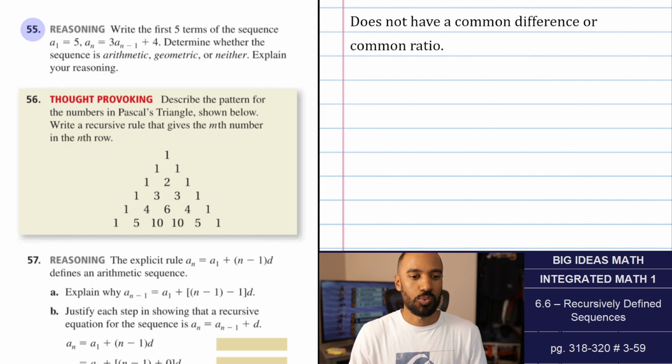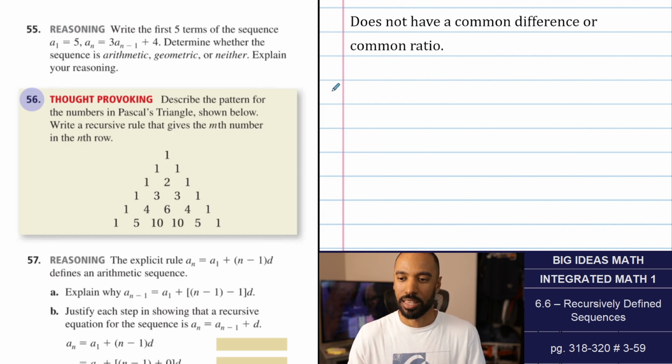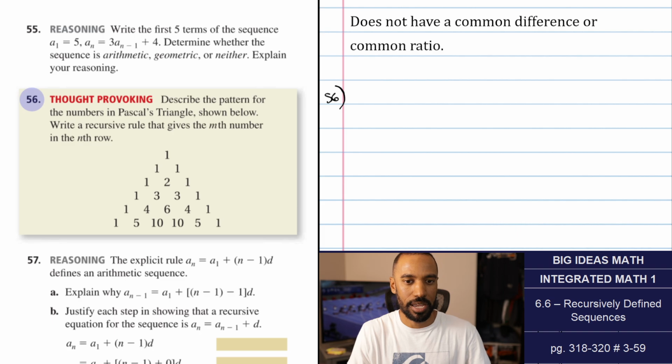Number 56, we have Pascal's triangle. I don't know if we got to play with Pascal's triangle before. You will by the time you hit IM3, and this actually has some cool things to it. Describe the pattern for the numbers in Pascal's triangle shown below. Write a recursive rule that gives the mth number in the nth row.